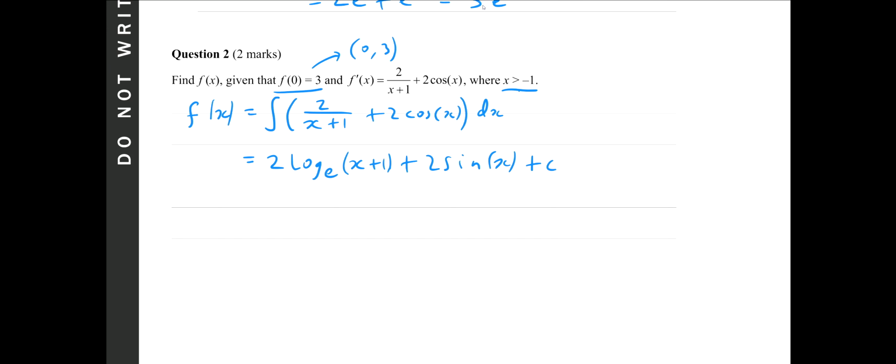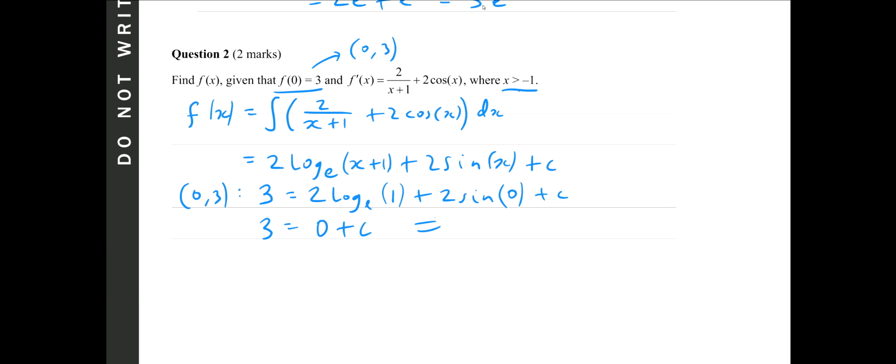Now that is done, we can use the given coordinate. When x equals 0, f of x is equal to 3. So 3 is equal to 2 log e of 0 plus 1, which is 1, plus 2 sine of 0, plus c. Log e of 1 is just 0, so 2 times 0 is 0. Sine of 0 is 0, and 2 times that is of course 0 as well. So you just get 0 plus c. This tells us that c is equal to 3.